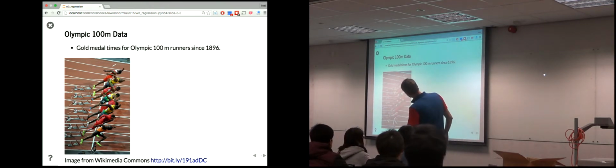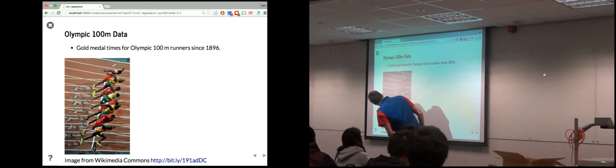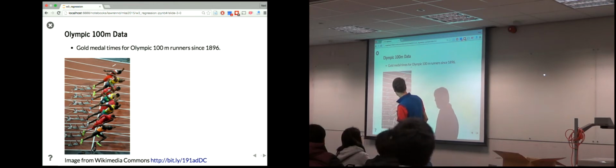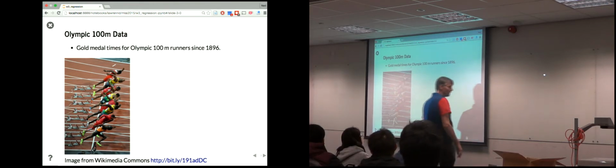People say Usain Bolt's a slow starter. I can't see any particular difference. I think, is that Bolt? I think that's Bolt there, from 2012 in the final.